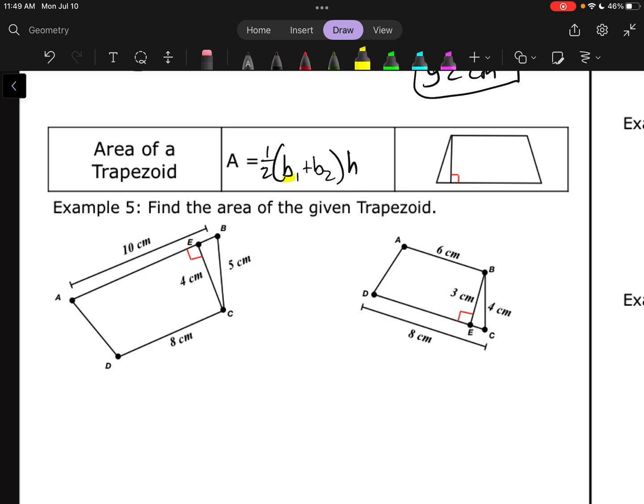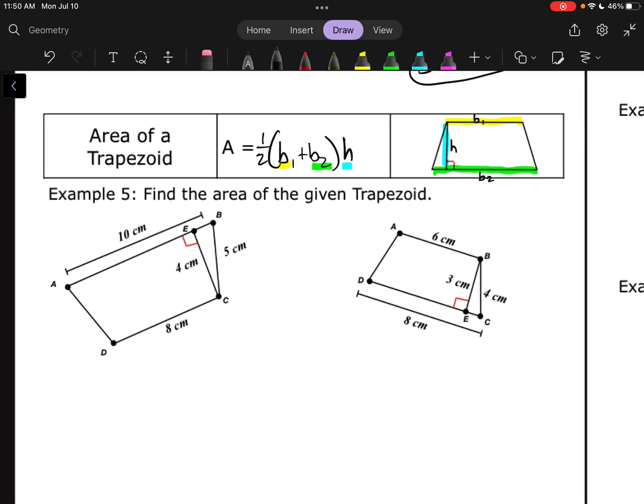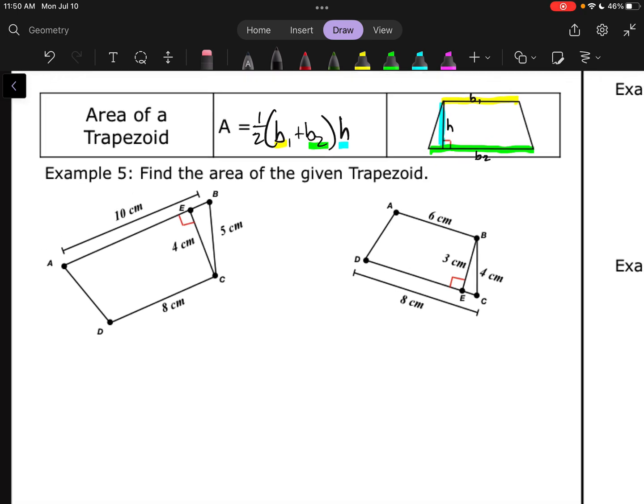So what do all those mean? B1 and B2 are our 2 bases. So remember the trapezoids have 2 bases, and the H should be the height. Okay, so you got your B1, your B2, and your H. All right, let's try those out. So for this one, let's see what we got. B1, I'll take the 10. B2, I'll take the 8. And the H will be the 4.